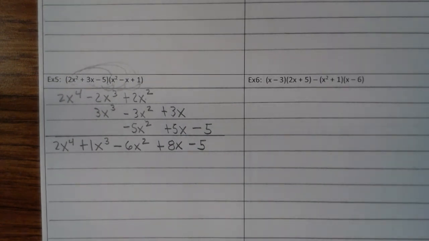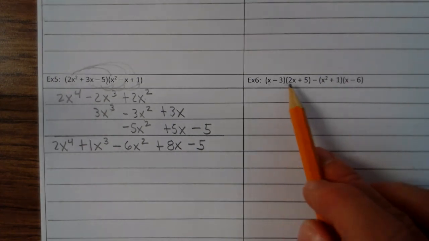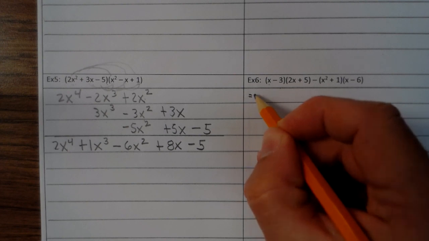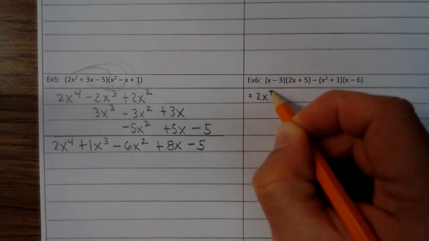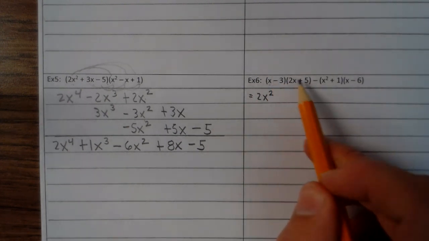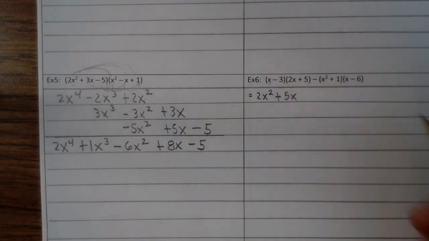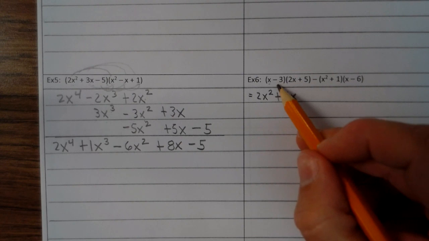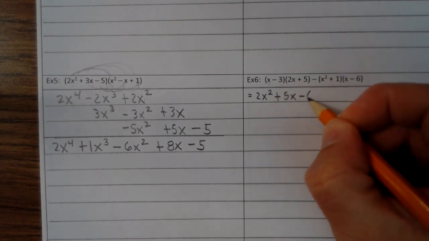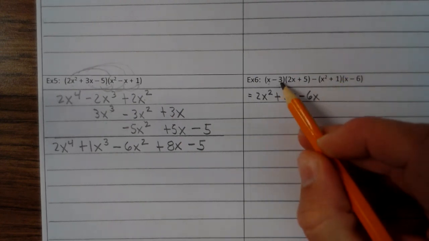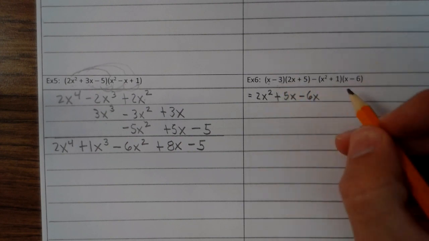All right, so we need to FOIL this first. So x times 2x is 2x squared. X times 5 is plus 5x. Negative 3 times 2x is minus 6x. Negative 3 times 5 is minus 15.